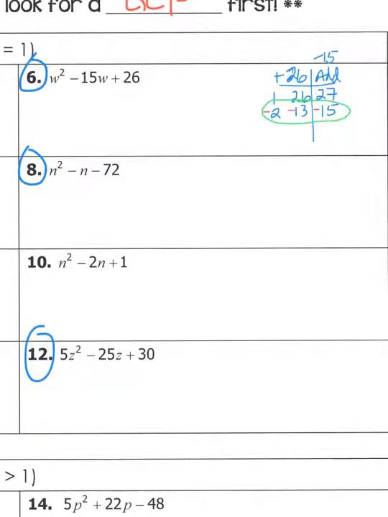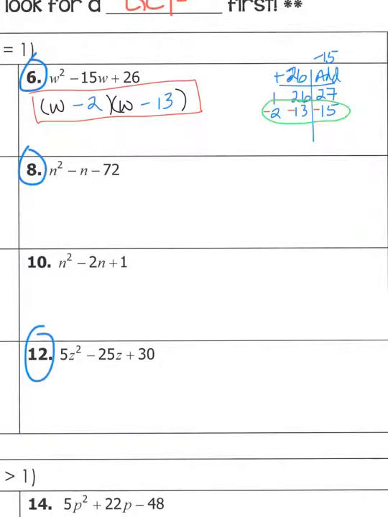So now that we have our signs, we can go ahead and put them in our binomials. So the w squared gets split into w and w here. And then over here, the minus 2 and the minus 13 are going to go here. So minus 2 and minus 13. And that's it, it's factored.